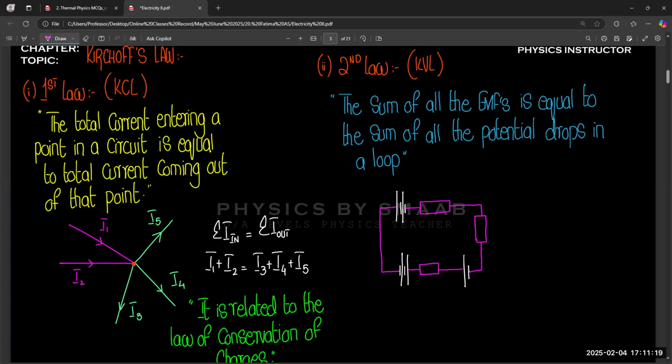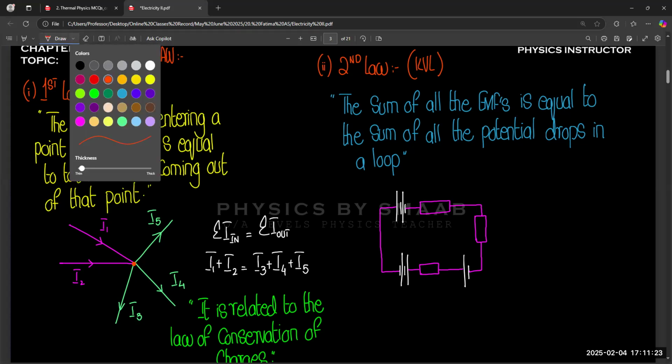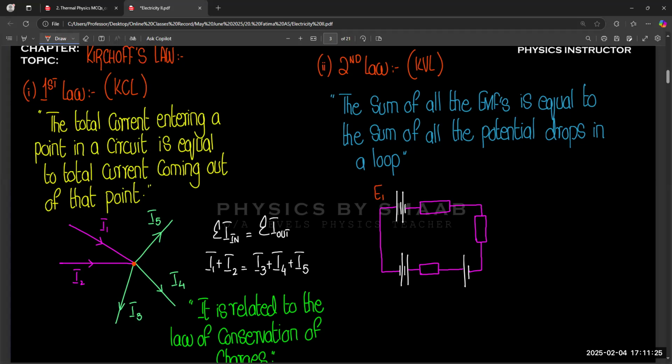So now the circuit is completed. In this whole diagram, we have one source, let's suppose E1. This is E2. This is E3.